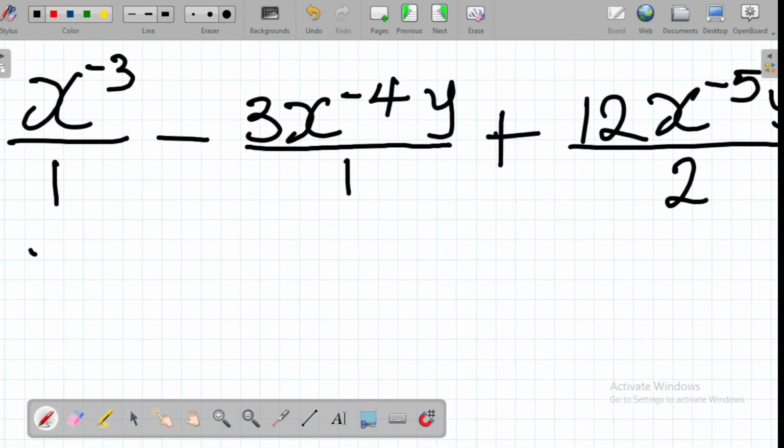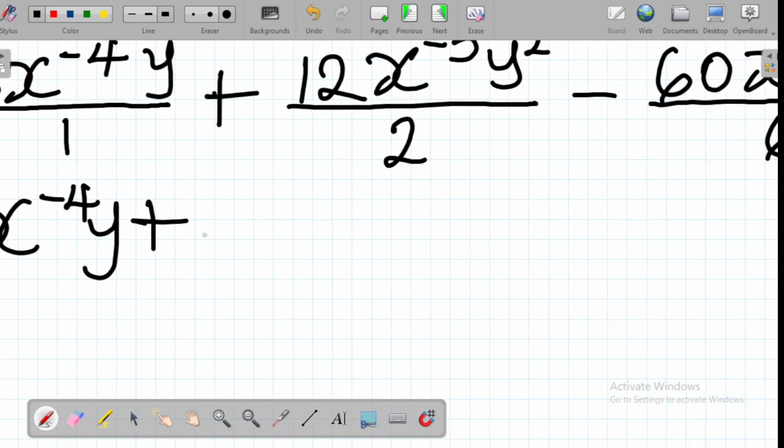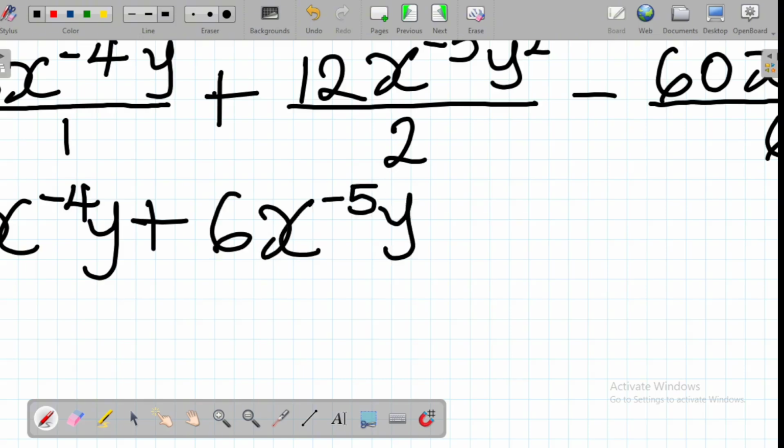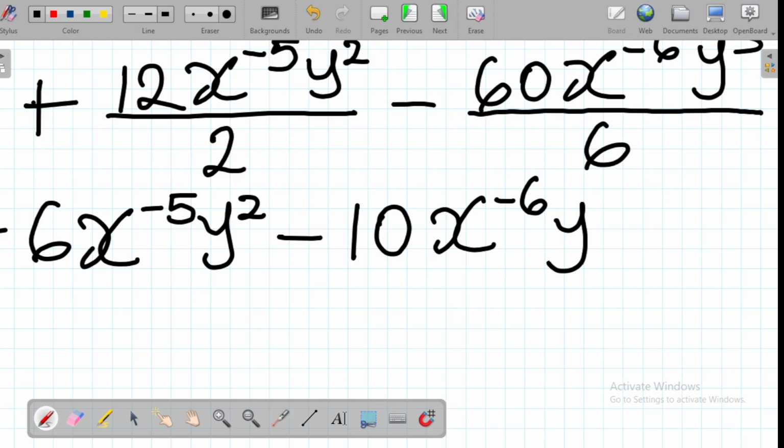So we have x raised to power negative 3 minus 3x raised to power negative 4 and then y plus 12 divided by 2 is 6. So we have 6x raised to power negative 5 y raised to power 2 and then minus 60 divided by 6 is 10. So we have here 10x raised to power negative 6 and then y raised to power 3.